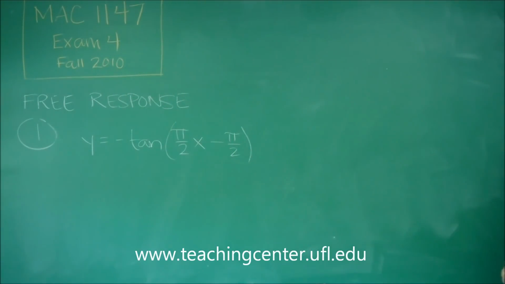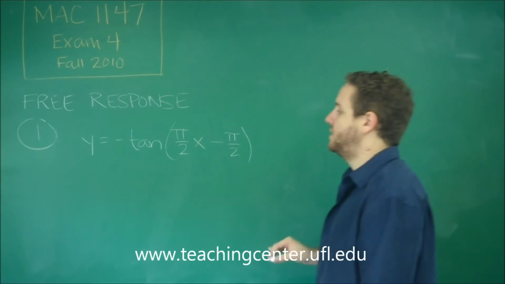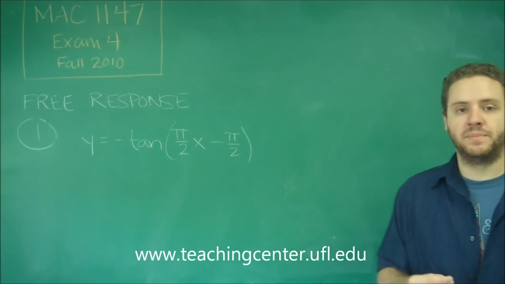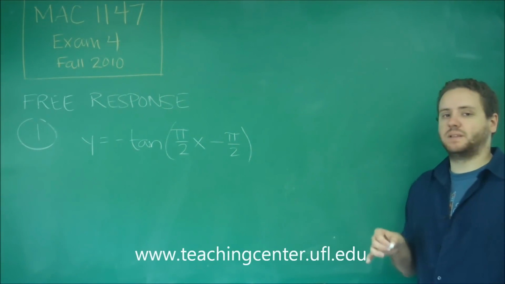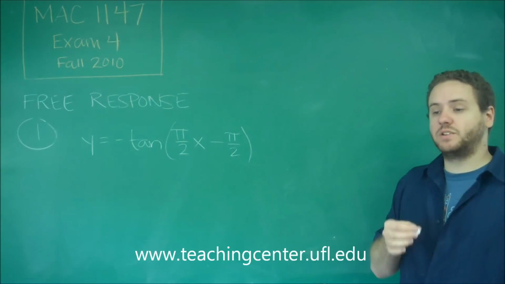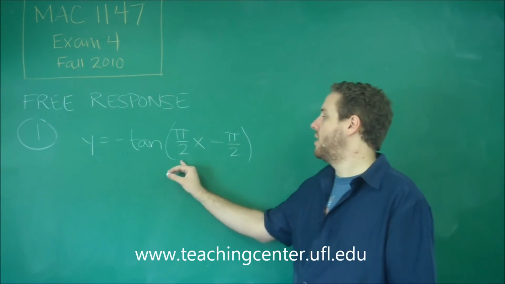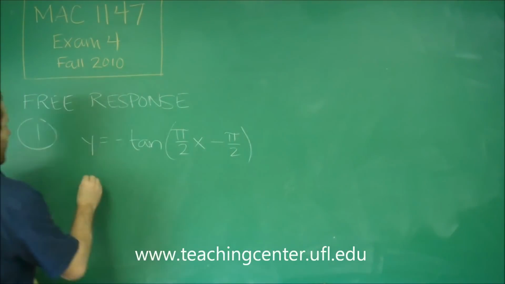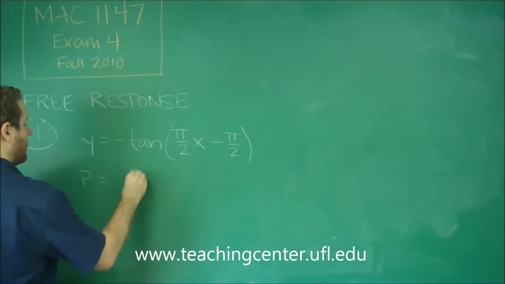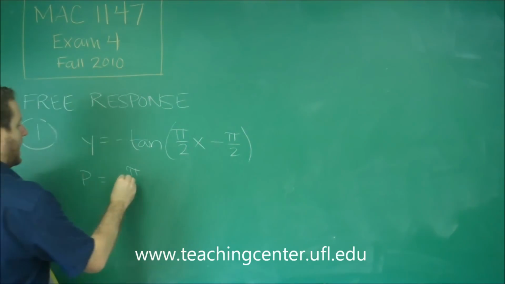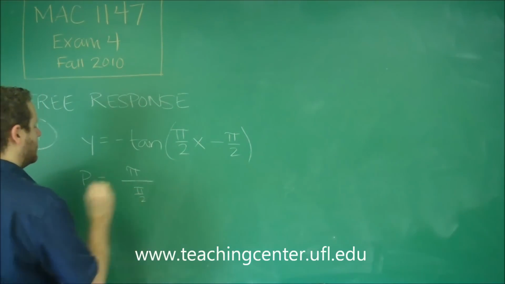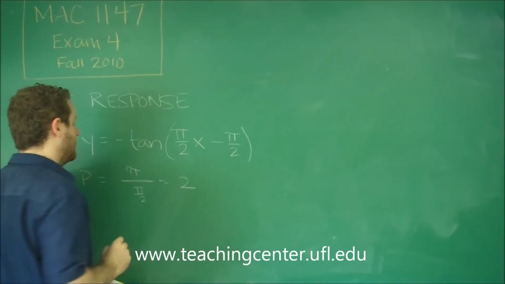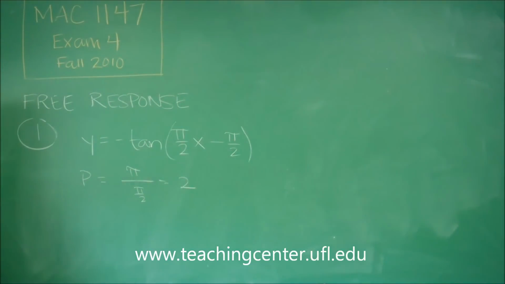So the first thing that you have to find is the period. Well, first what you need to know is what is the period of tangent regularly. The regular period of tangent is pi. And remember that the new period of something that's been stretched or compressed is the original period divided by the coefficient that's in front of the x. So our period is going to be pi, the normal period of tangent, divided by pi over 2. Pi divided by pi over 2 would just be 2. So that's going to be our period.